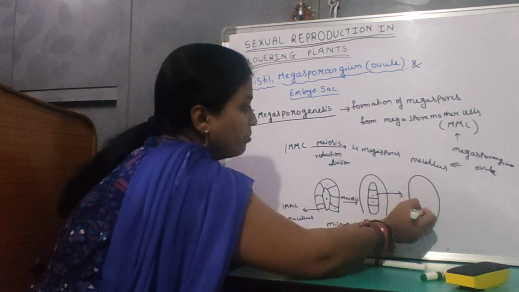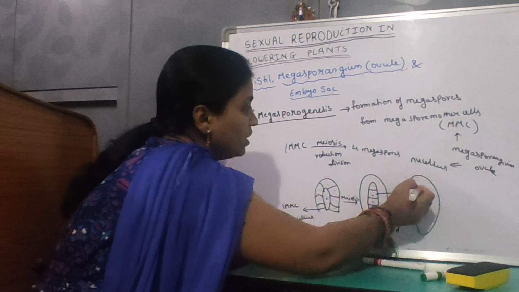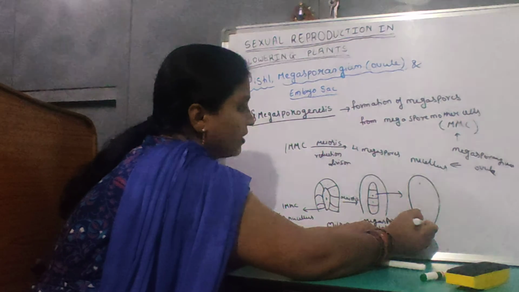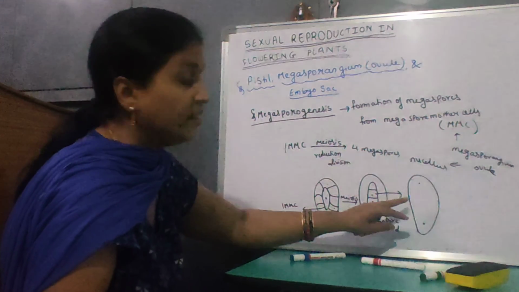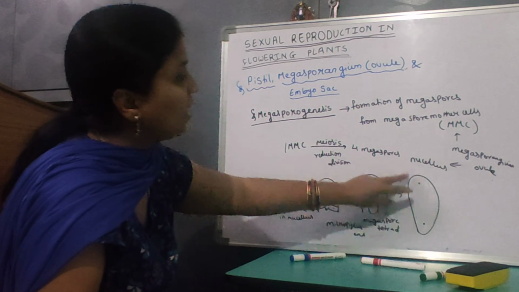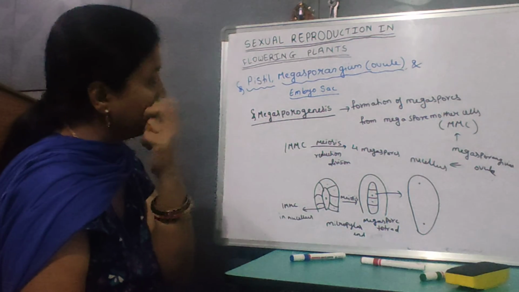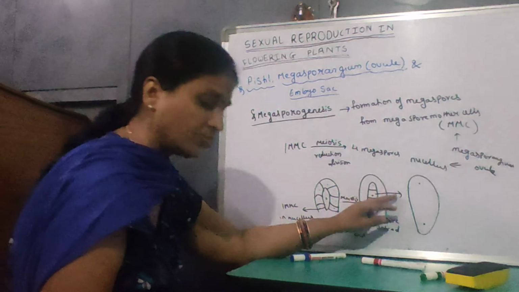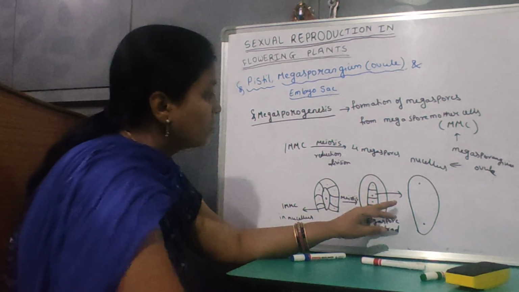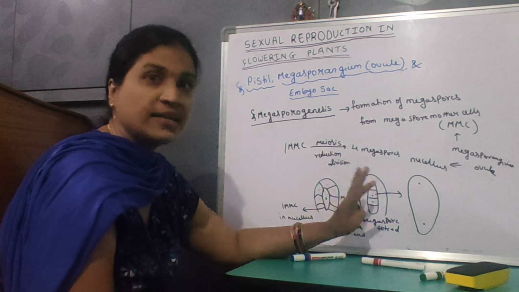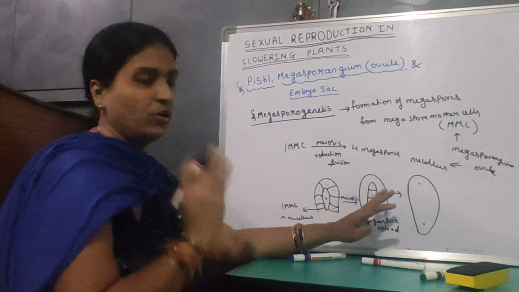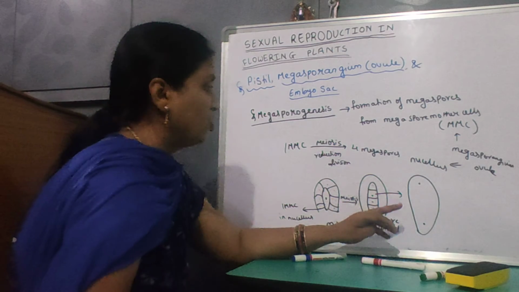mitosis. Then that nucleus will move on to the polar region. So one mitotic division has taken place in the nucleus. The two nuclei have moved to the ends of the megaspore. Now the cell didn't divide. It is a free nuclear division. The nucleus has undergone the mitotic division.